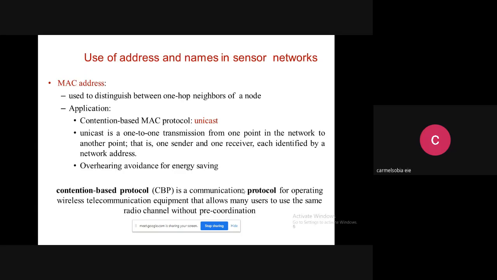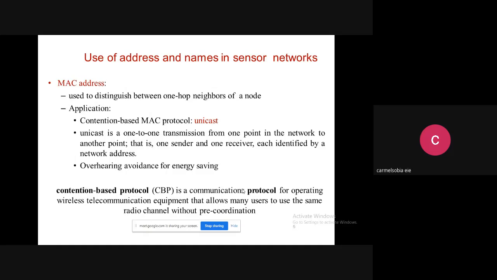So what is the MAC address? The MAC address is used to distinguish between one-hop neighbors of a node. There are several multi-hop links we are using, and each node has many neighbors, so we should have an address for each neighbor. Without a distinguished address, you can't communicate. Moreover, this is based on a contention-based protocol. Contention protocol means it allows many users to use the same radio channel. So one channel can be used by many, but there should not be any disturbance, like collision. That is the reason we get into CSMA, collision detection, which is also used inside your MAC. So that is how it is working.